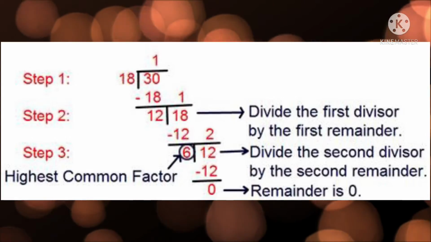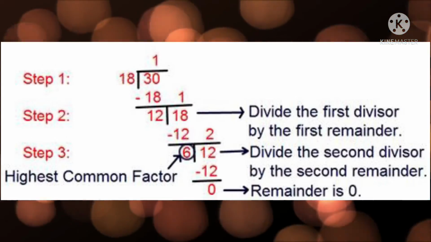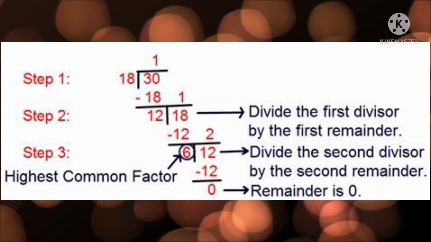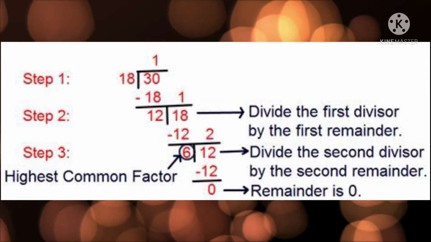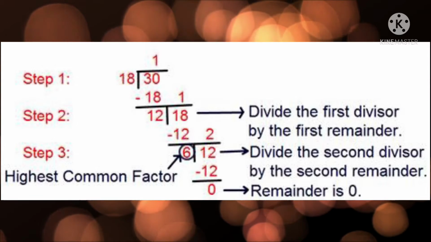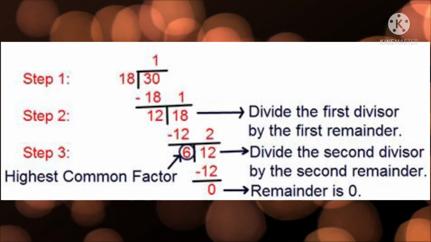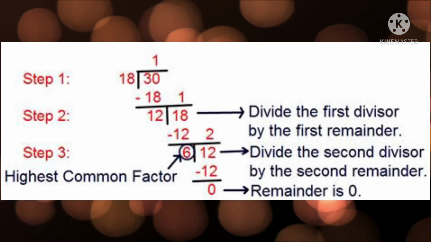Now let's learn to use long division method to find HCF of the numbers. The numbers are 18 and 30. So divide 30 by 18 and the remainder will be 12. Now divide the first divisor by the first remainder. That is divide 18 by 12 and now the new remainder will be 6.